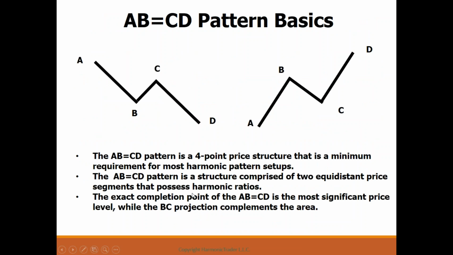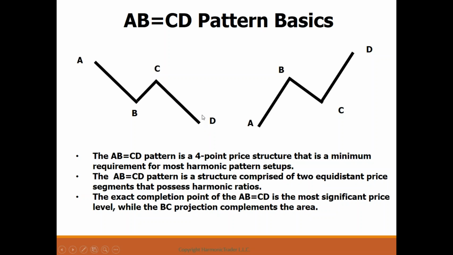Now let's talk about the ABCD pattern in minutes. Here are the basics. This is the basic structure. It's two equivalent price moves. In the bullish version we have an A to B segment followed by a little retracement, an equivalent C to D move. So if A to B is 10 points, C to D is another 10 points.